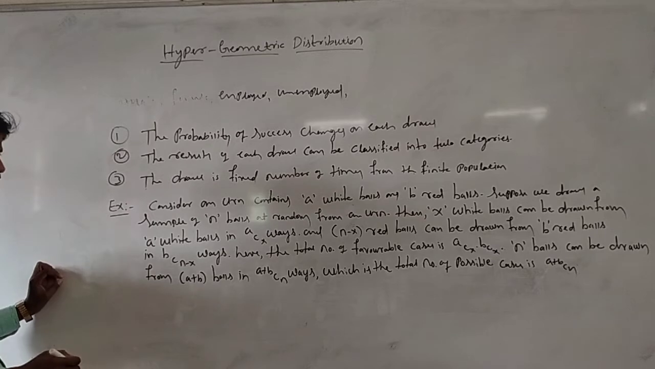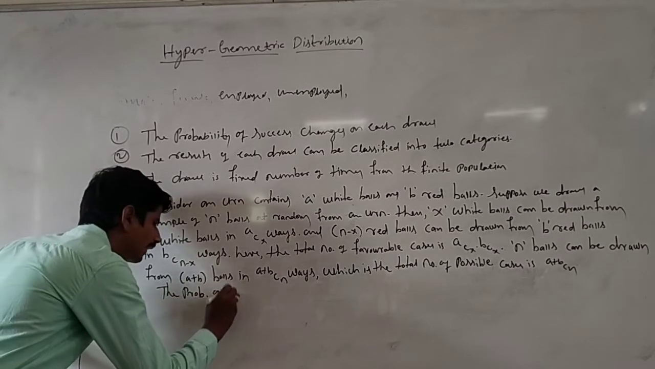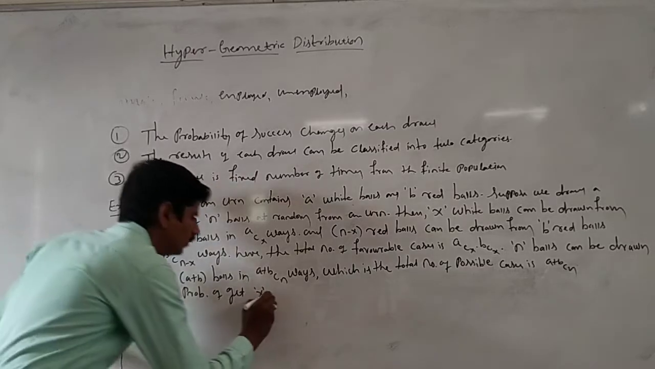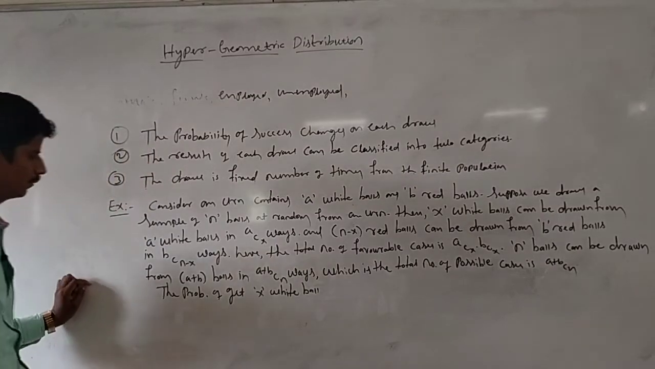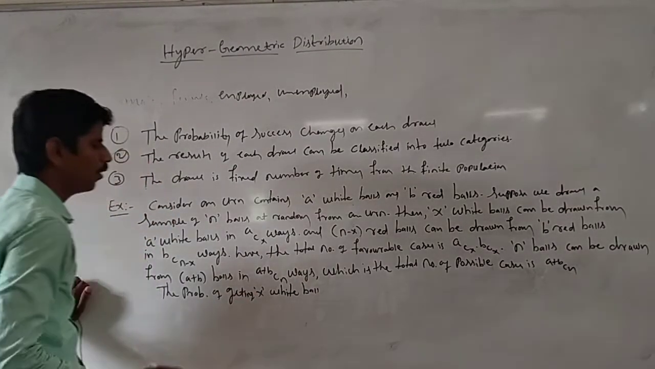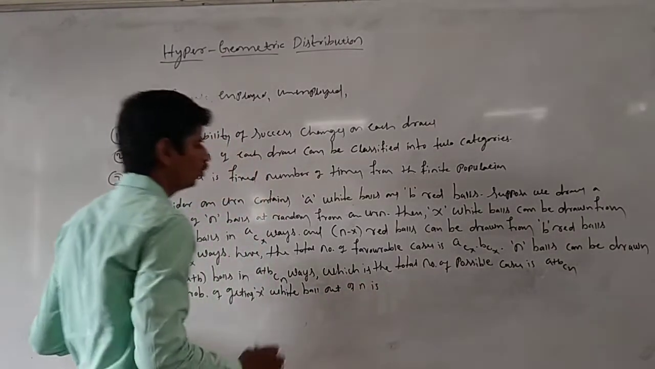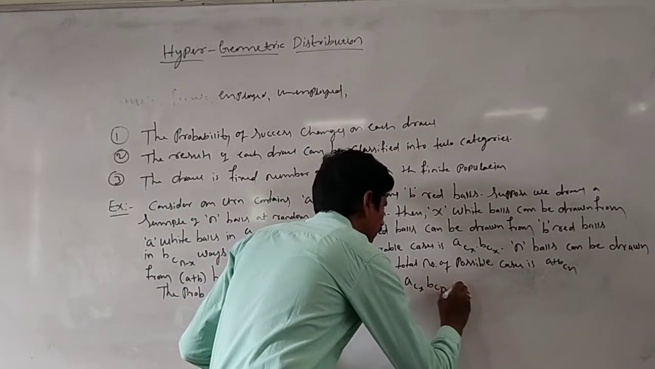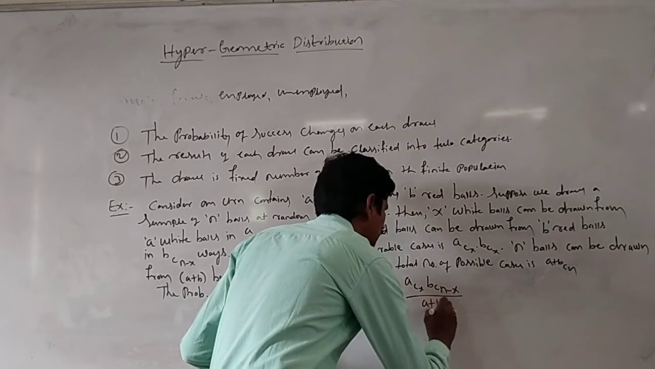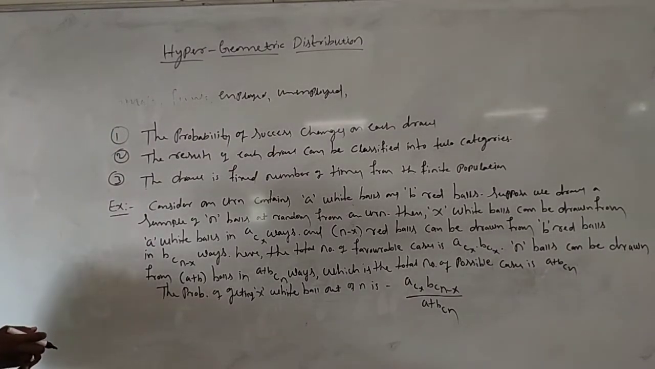Next, the probability of getting X white balls out of n is ACX BC n minus x divided by A plus B Cn.